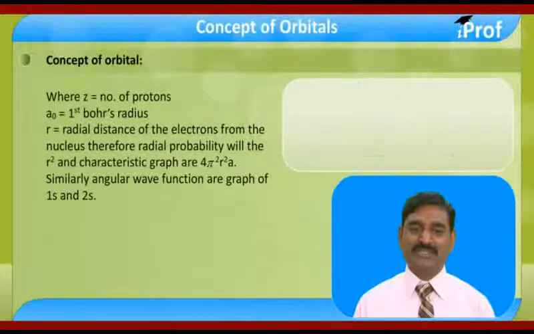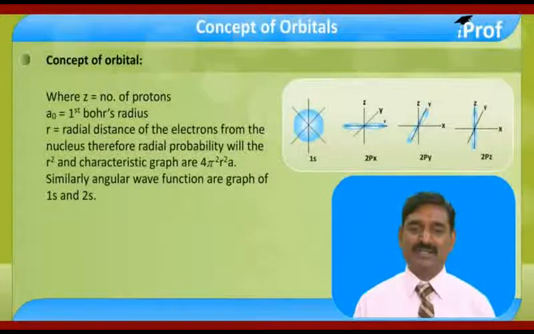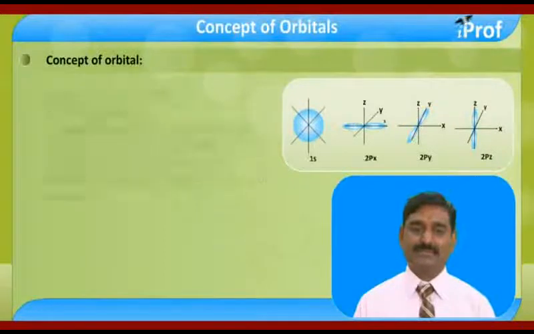Therefore, the radial probability will be R square, and the characteristic graph of 4 pi r square R square is like this. Similarly, for angular wave functions, this is a graph of 1s and 2s.